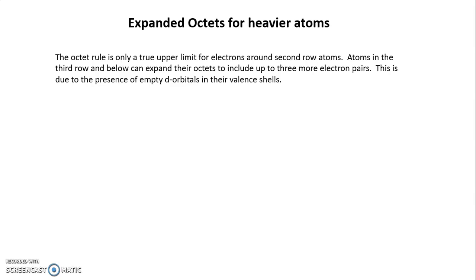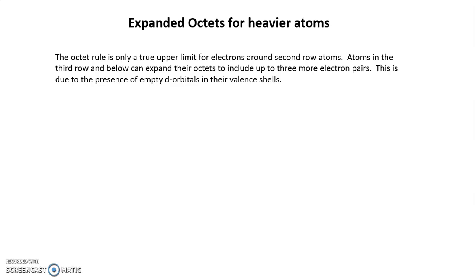They can have actually up to, in some cases, 7 pairs of electrons, although usually we don't see more than 6 pairs of electrons around the central atom in a Lewis structure. The reason they can do this is because they have empty d orbitals in their valence shells. Remember, if we're talking about sulfur, when we write the electron configuration of sulfur, it's going to be neon and then 3s2, 3p4.